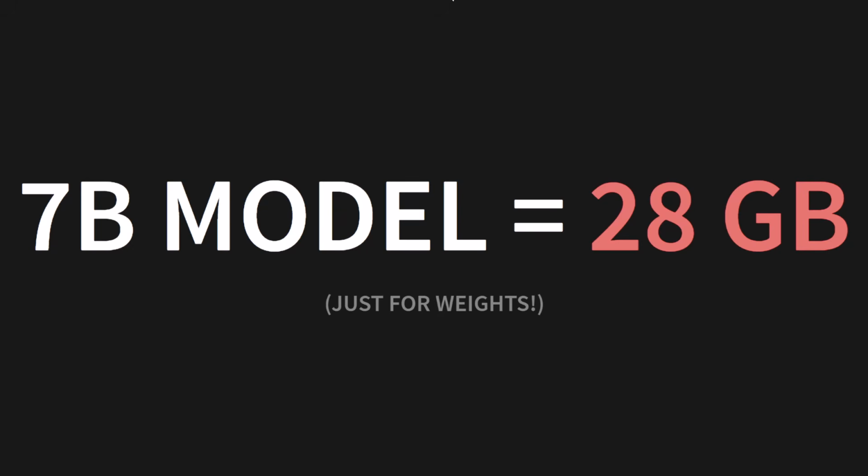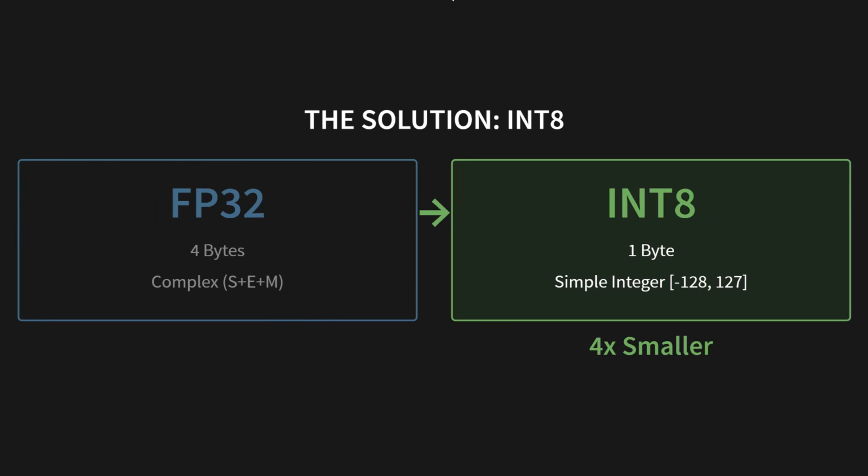But what if we could find a simpler way? This is the solution. We map that complex 4-byte FP32 number into a simple 1-byte int8, an 8-bit integer. It's just a number. It can hold any value from -128 to +127. That's it. No sign bit, no exponent, no mantissa, just the number itself. The result? It's 4 times smaller. That 28 gigabyte model, it's now just 7 gigabytes. Now that is a game changer.